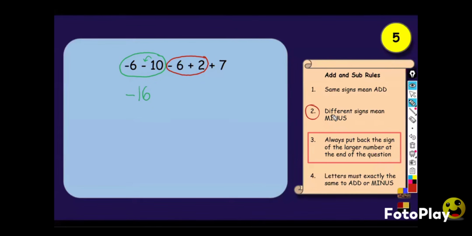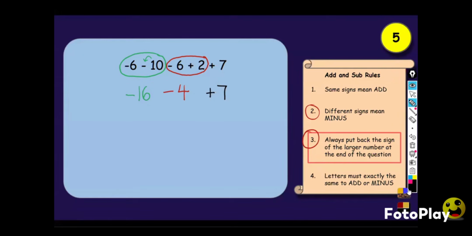Different signs mean minus. Minus 6 and 2. You're going to get 4. Who's larger, 6 or 2? The 6. What sign does the 6 have? A minus. Remember, you always put back the sign of the larger value. And who has no friends right now? The positive 7. So he drops down and joins the party. Hey, guys, right? And of course, they ignore him, right? For the time being, they ignore him.